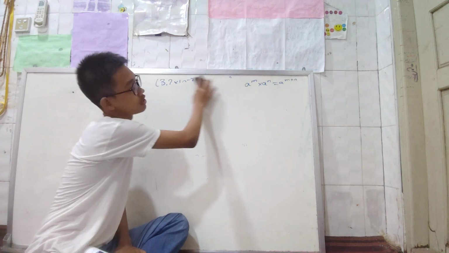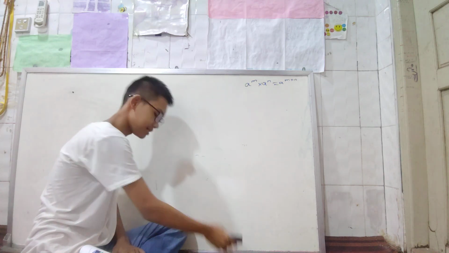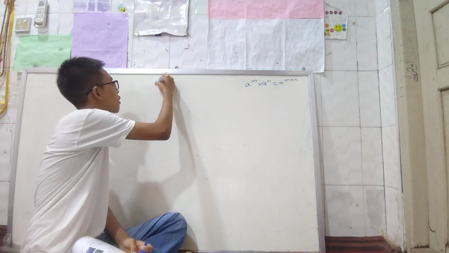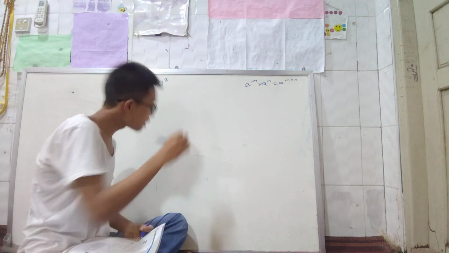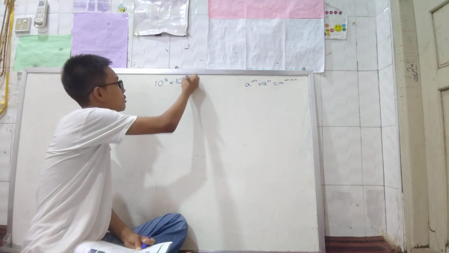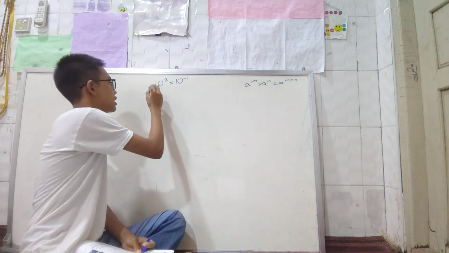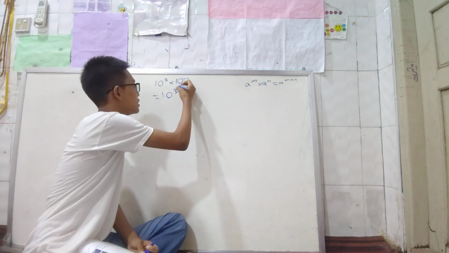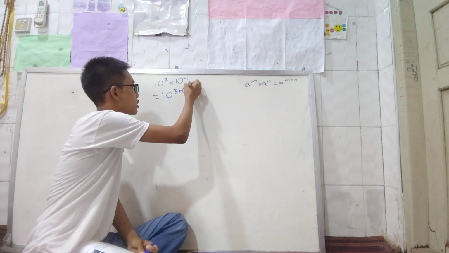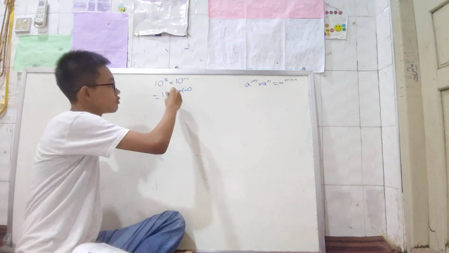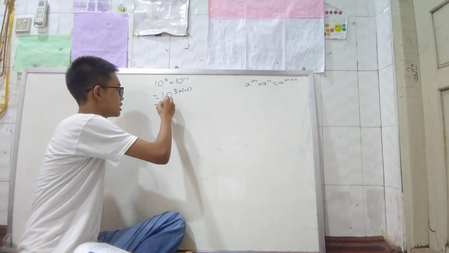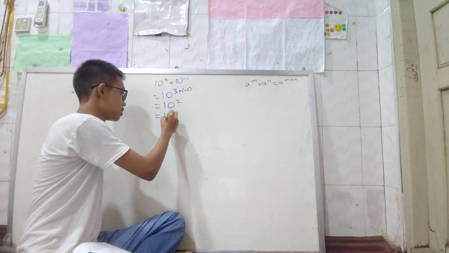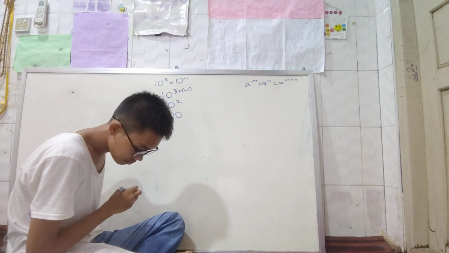I'm not gonna erase this here because we're going to use that multiple times. So the next one is 10 to the power of 3 multiplied by 10 to the power of minus 1. Again, we're going to use this rule. A is 10, m is 3, n is negative 1. We need brackets here. So 3 plus negative 1 is essentially 3 minus 1, which is 2. So that's going to be 100. Okay?